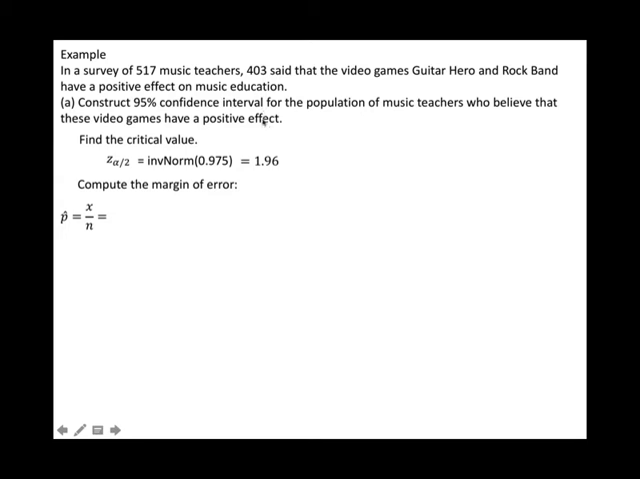So what is your x in here? We have 403, right? 403 say that's a positive effect on music education. And the n will be the sample size, which is going to be 517. Okay, after you find your p-hat, you're gonna find your q-hat. Use the sample proportion, subtract from 1. You should get this one.